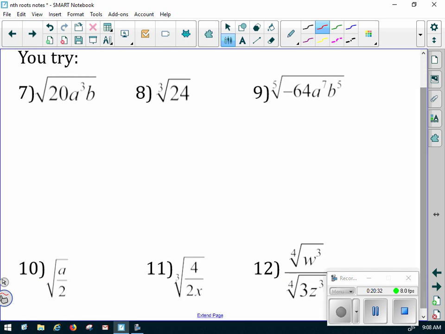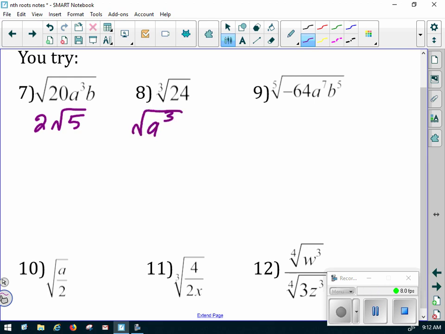Look at number 7. The square root of 20a cubed b. Square root. The answer to this is 5. No, snap. 5 stays home. The square root of 20 is 2 times the square root of 5, right? The square root of a cubed.